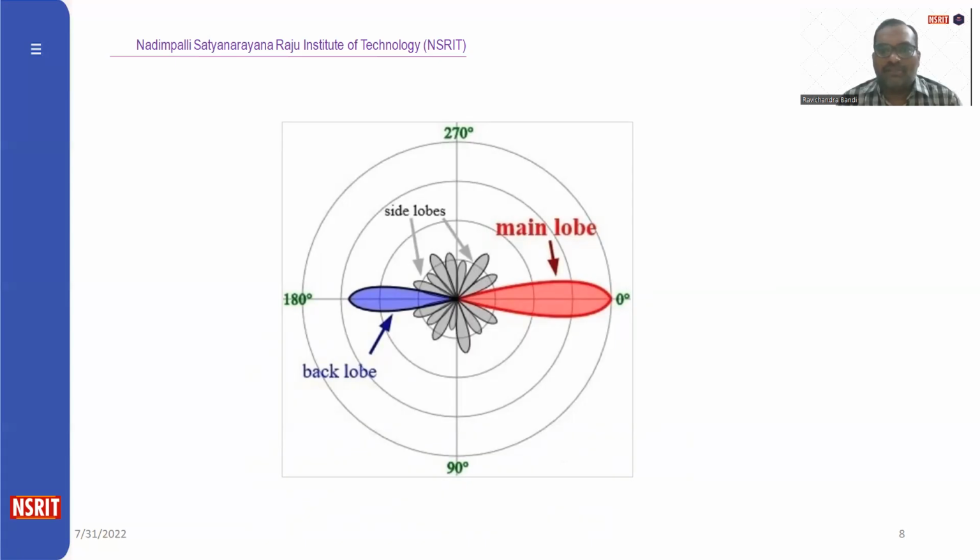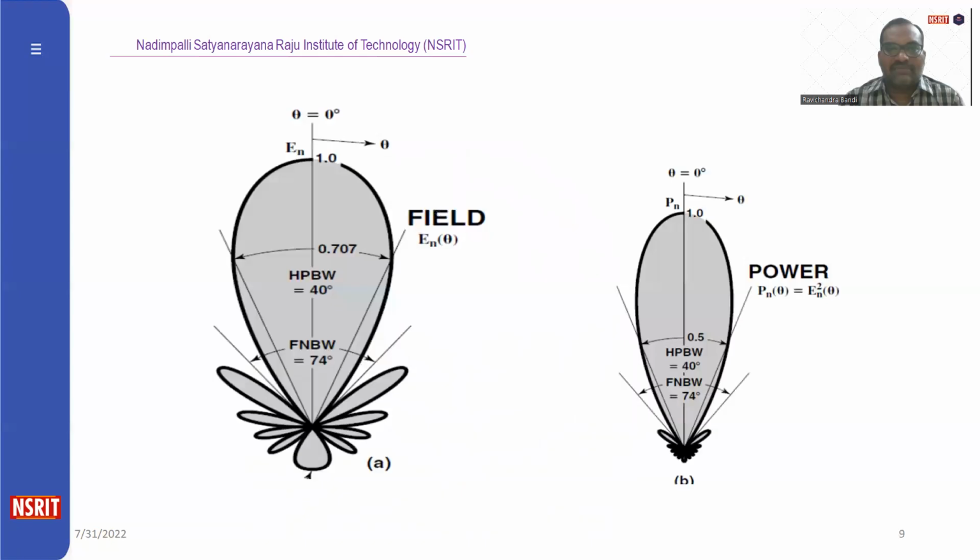The main lobe is also called the major lobe, and just behind the main lobe is known as the back lobe. The other small lobes are called minor lobes or side lobes. The gap between the lobes is called nulls. That means there is no radiation in that part, so they are called nulls.